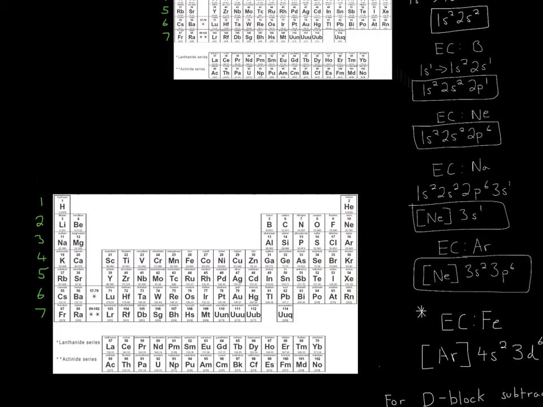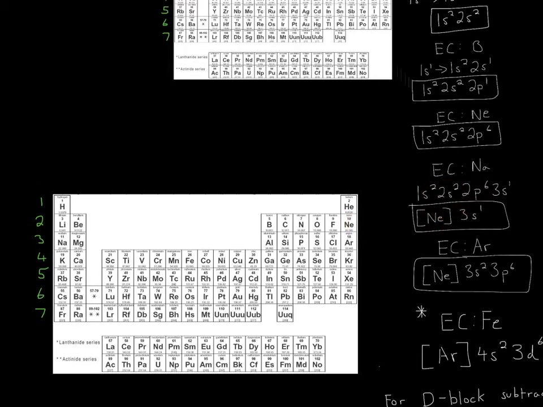I had aluminum as the example. Aluminum is in the third period, so you take the second period's noble gas and write that in brackets, and then just start doing your electron configuration from that period. My example was Na. Since Ne has all of this, I can replace all of that with Ne.